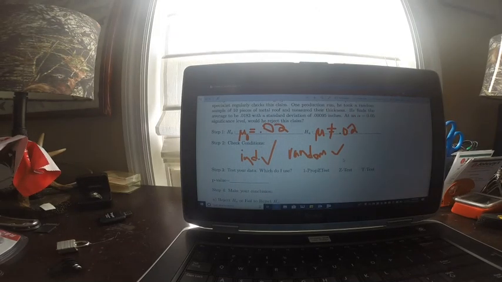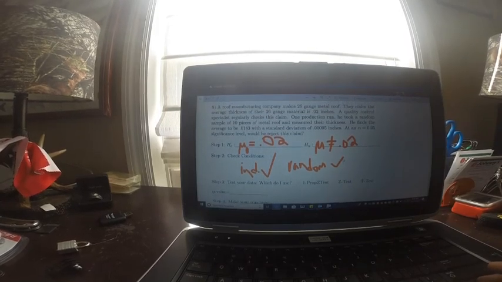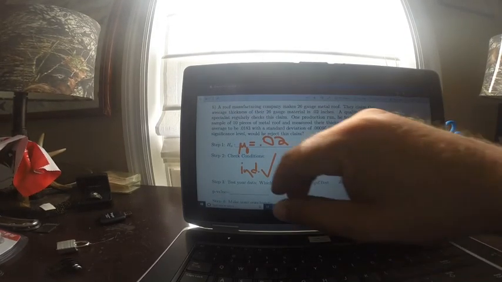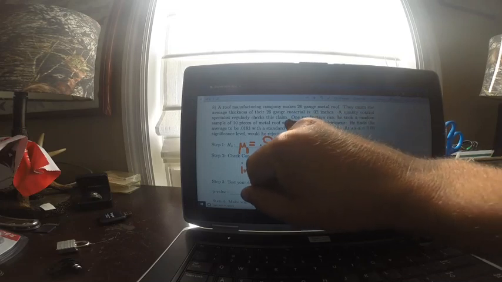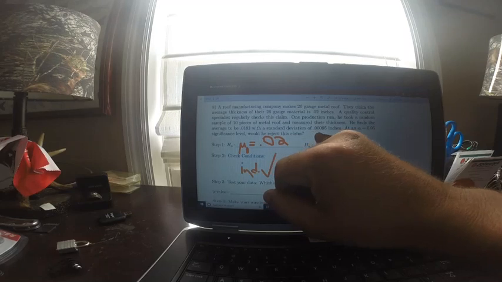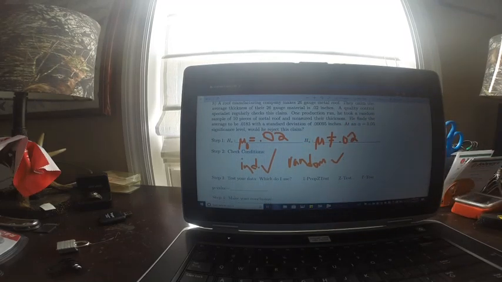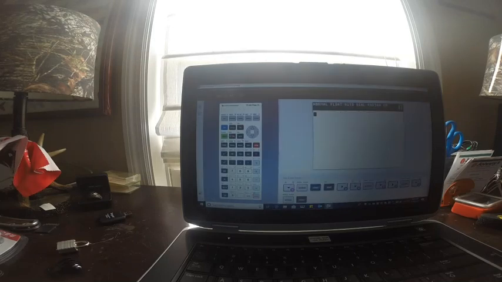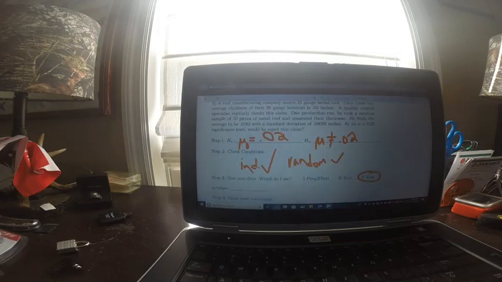Alright, so which test are we going to use? We're only sampling 10 pieces, and it does not tell us what the actual standard deviation is. We found a standard deviation when we ran our sample. So we're going to wind up using a t-test. Let's go over here and use the t-test. We'll go stat, test, t-test. We're going to use stats. Our initial mu naught over here was 0.02.